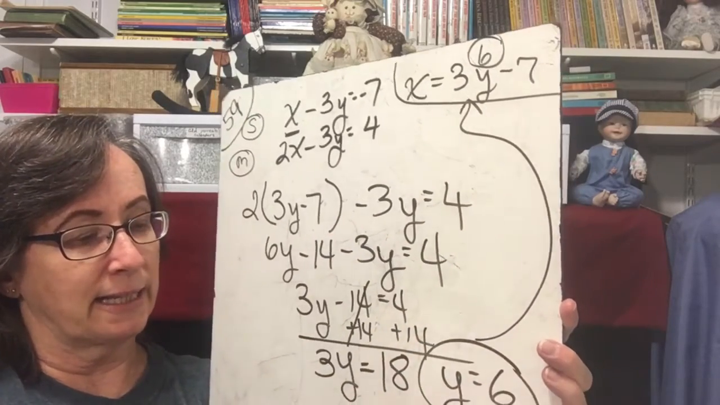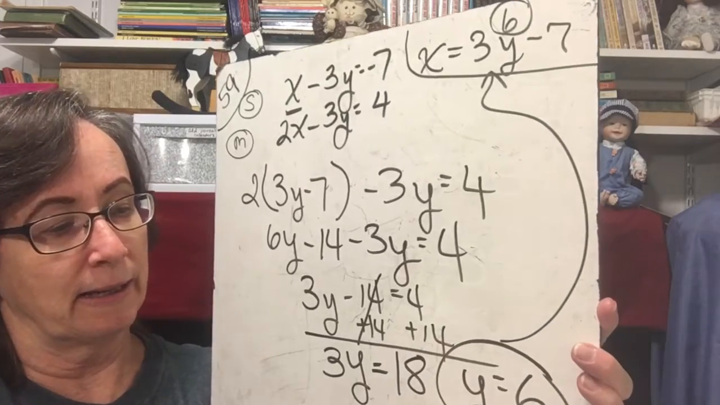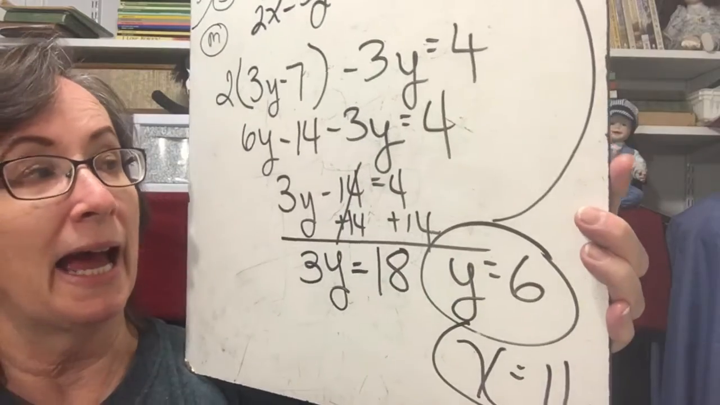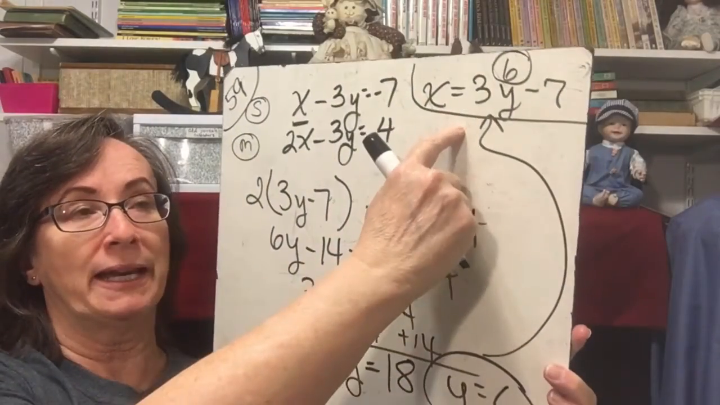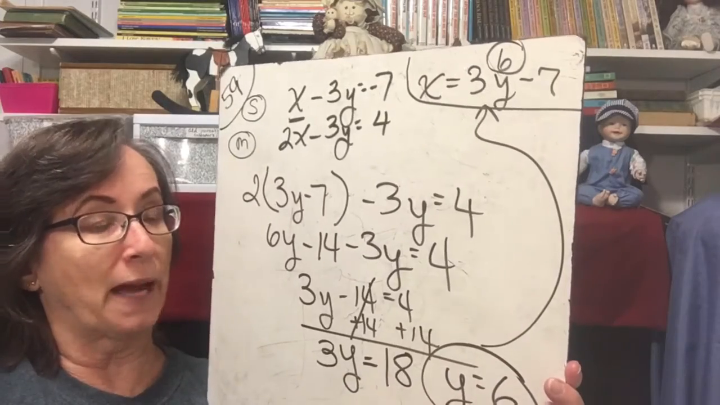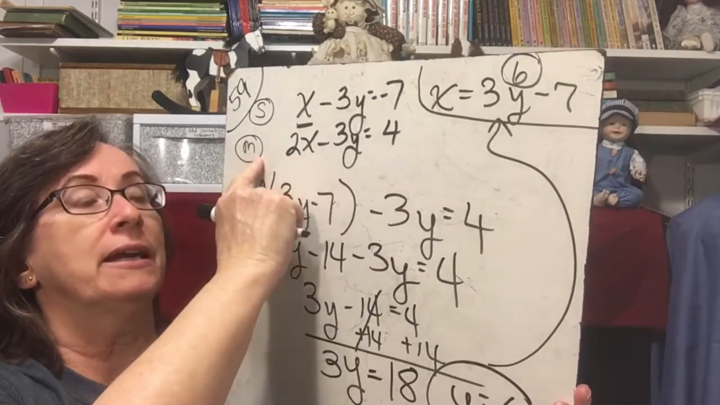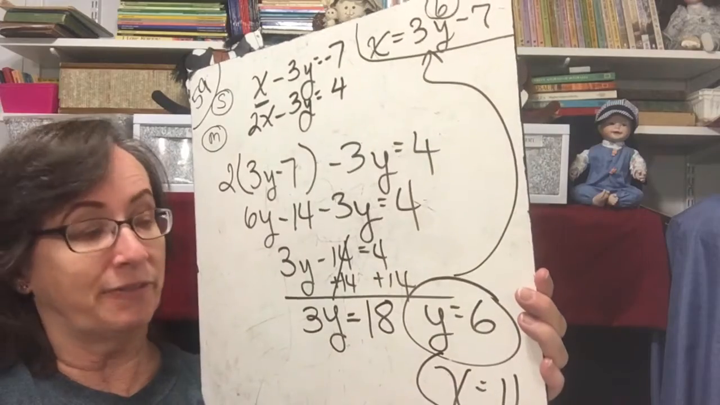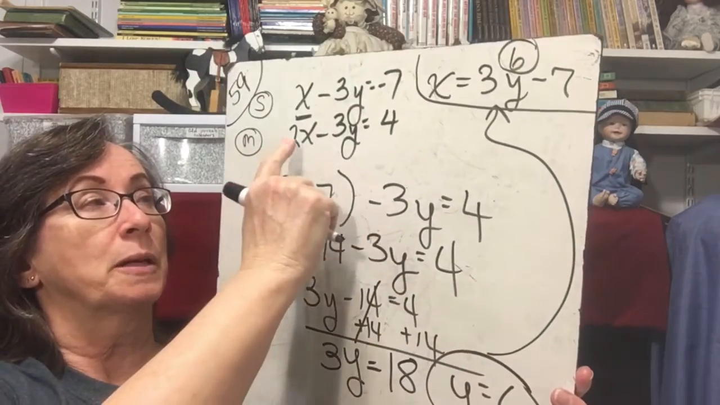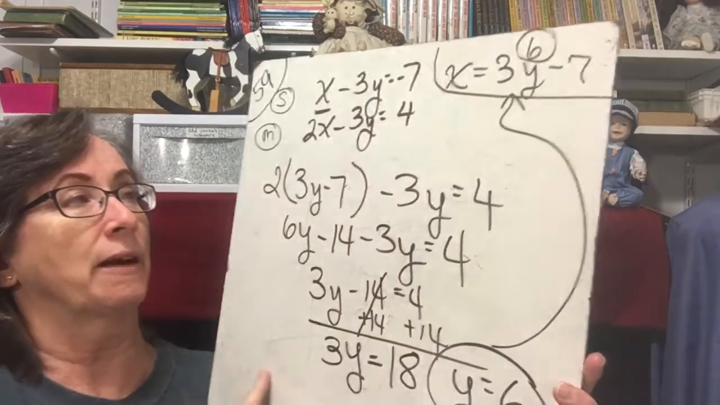So x is 11. Now, I have come up with my proposed point. I have checked my point here because that's what I solved it for. But now I have to go back to my main equation right here and see if 11, 6 is a valid answer. So I'm going to plug in 11 there and a 6 right there.